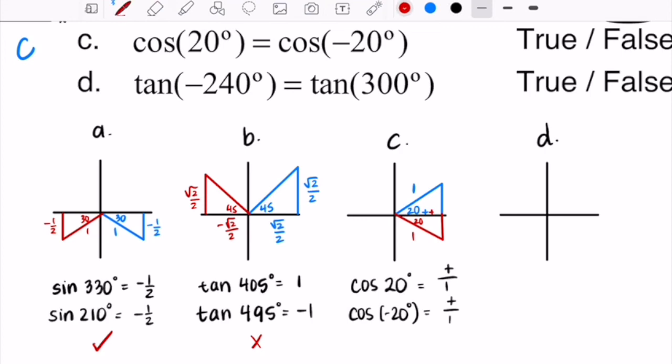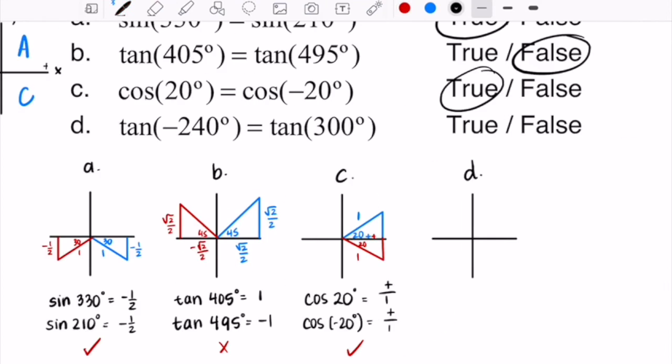And so these two would be equivalent to one another. So the answer for C is true. And then the last problem in this set, negative 240 degrees puts you in quadrant 2. Your reference angle here is 60 degrees. You're finding tangent, so you need opposite and adjacent. So the square root of 3 over 2, and then negative 1/2.